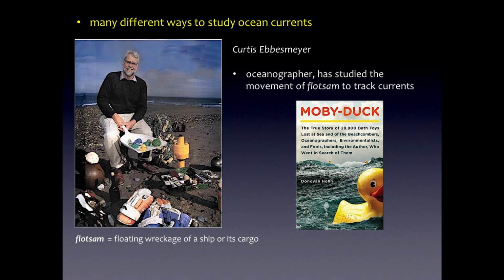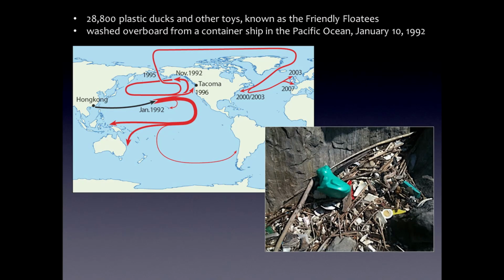Curtis Ebbesmeyer is an oceanographer, and he studies currents. But what he does is he tracks the movement of material that might be lost at sea. Let's say, for example, consumer goods are lost during a storm. A container gets thrown overboard on a container ship and breaks open. He tracks the movement of this lost material, this stuff called flotsam, floating wreckage of a ship or its cargo, and he uses this as a serendipitous way to track currents. It definitely is a low-cost way to track currents. With materials in the ocean, you don't have to use ship time or buy instrumentation to track currents.